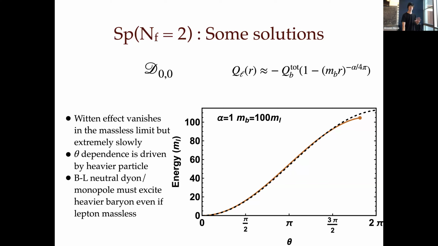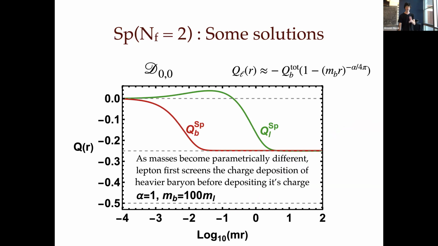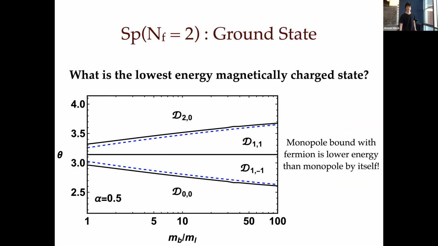And the only comment here is that the theta dependence in here, a lot of it is driven by the heavy particle, not the lighter particle. Basically, because B minus L forces you to deposit charge both at 1 over M baryon and 1 over M lepton. Okay. Why isn't there an energy difference?